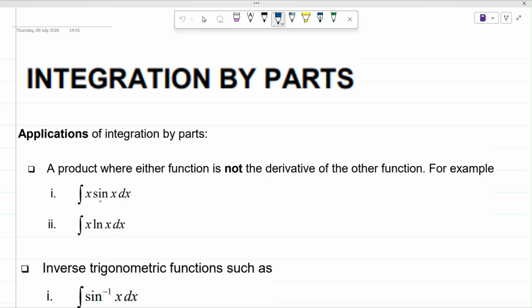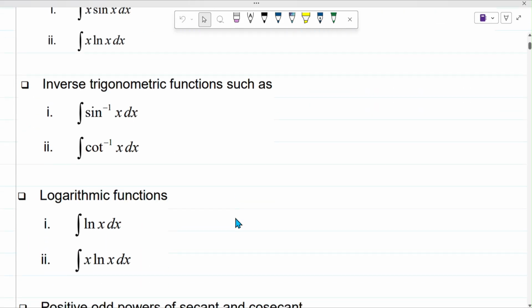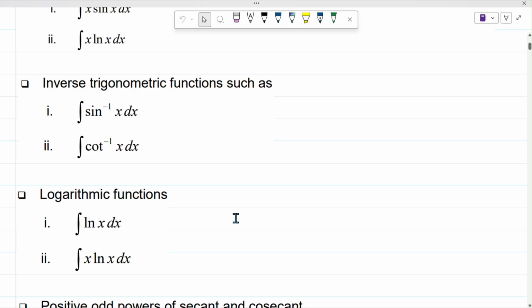The first one is where we have a product of two functions. For example, here we've got x and sine of x. If you were to make one of them f of x, then the other one can't be f prime of x. For example, if you make x f of x, then this can't be f prime of x, as well as if you make this f of x, this can't be f prime of x. So these two are examples where we apply integration by parts. I'll show you how it's done just after showing you the different situations where integration by parts is applicable.